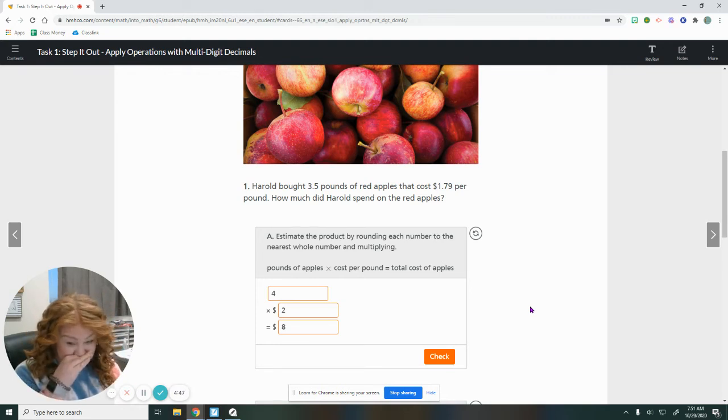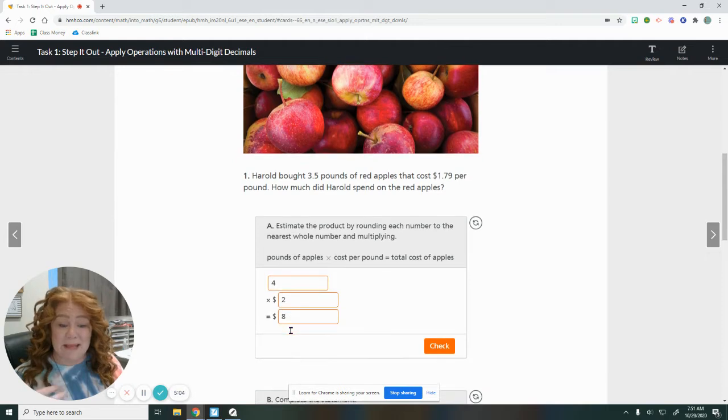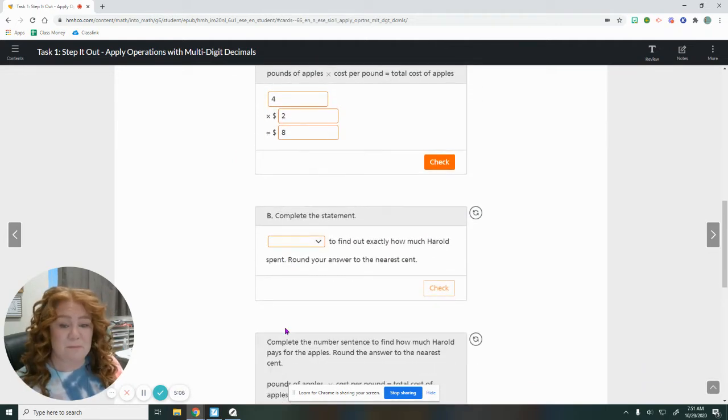Sorry, I've got a little sneeze. Okay. But I know my answer should be less than that because both of these numbers are smaller than 4 and 2. So my answer should be less than 8 when we're done.